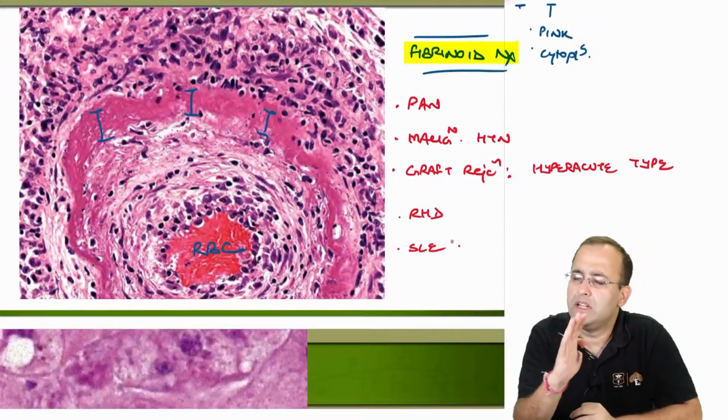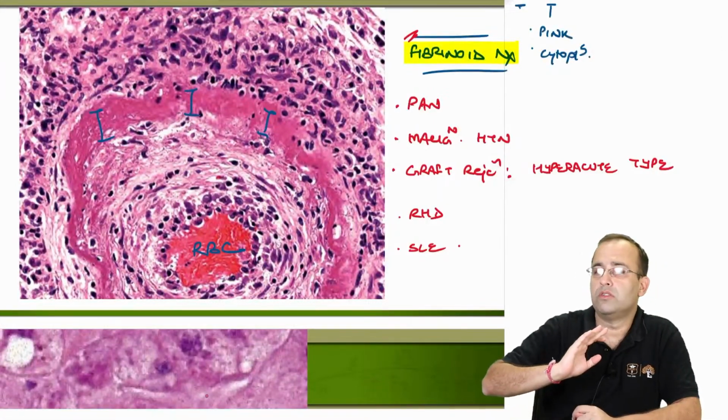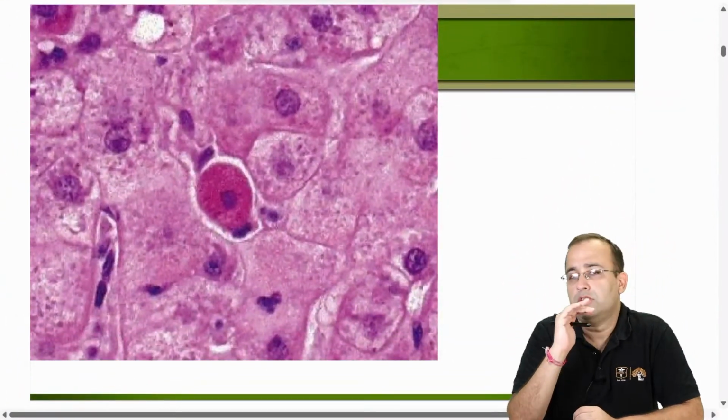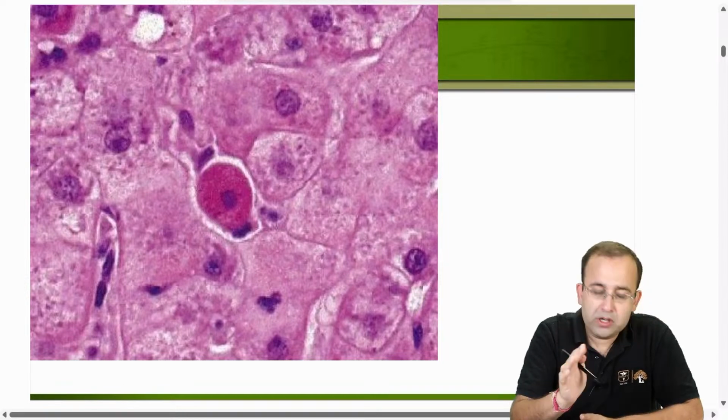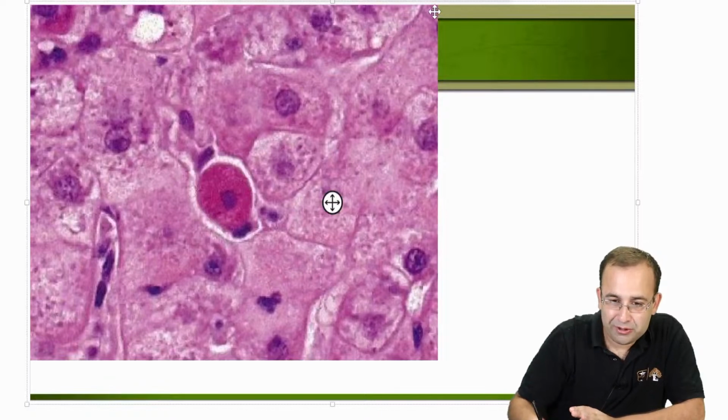So this was our first slide. You have not missed out on anything. These are the diseases associated with fibrinoid necrosis. Next question. Diagnosis. Which body? Bodies are important. I mean, no double meanings to this. Which body do you see here?